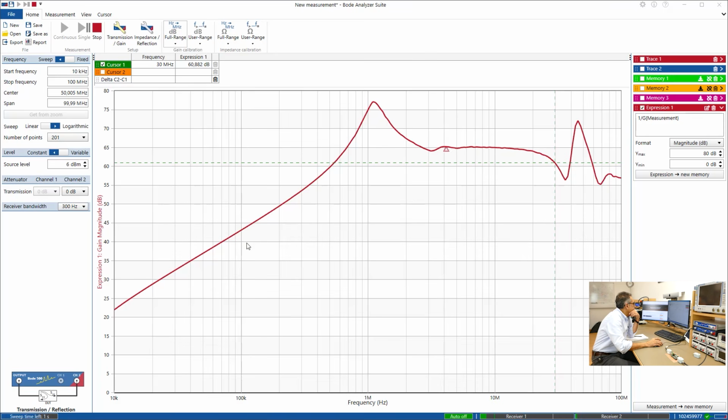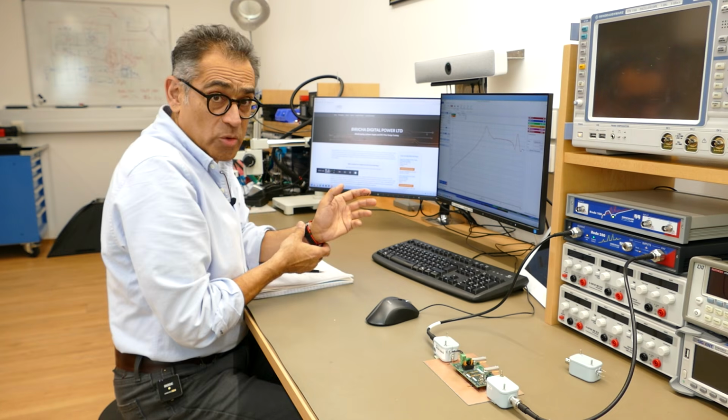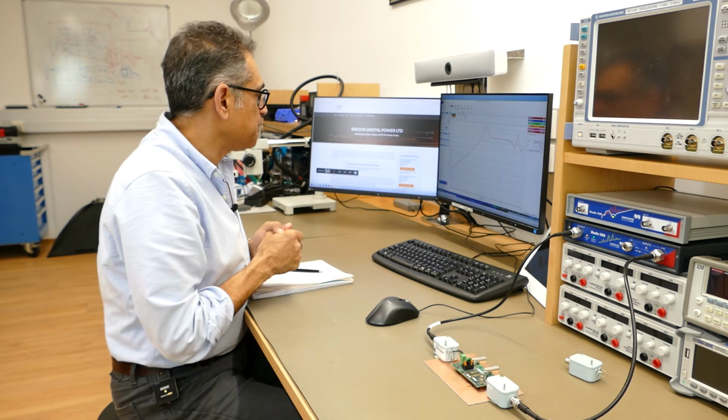So here is the insertion loss. You can see that at 10 kilohertz I've got just over 20 dBs of insertion loss, and then the insertion loss just increases. So the amount of signal that is coming out is a lot smaller, up to around 1 megahertz, after which it starts to go flat. And of course this is a differential mode signal, so its frequency is lower compared to the common mode.